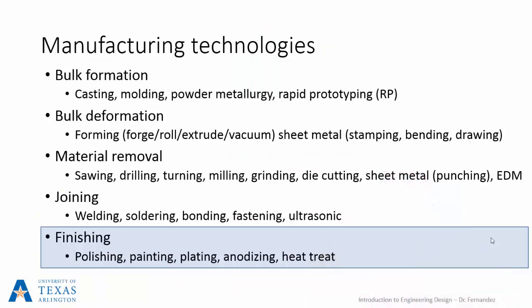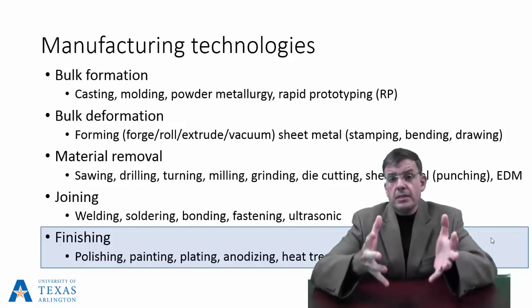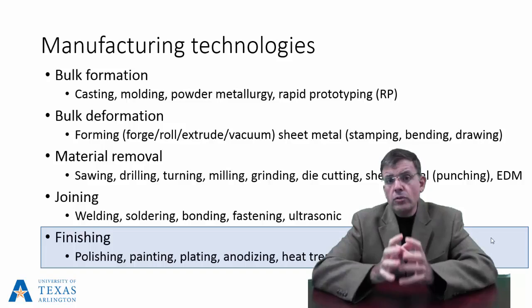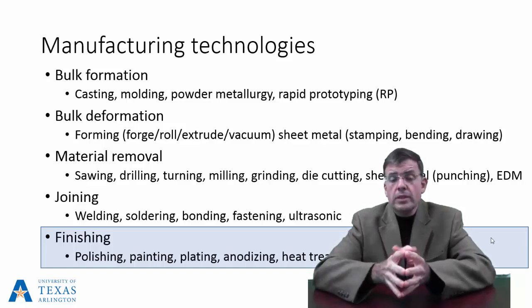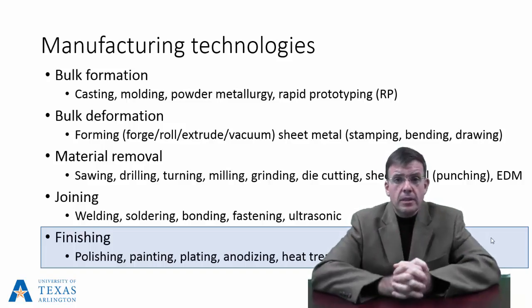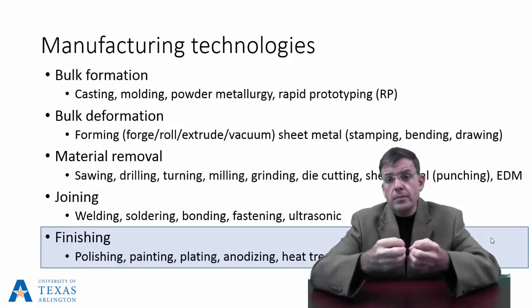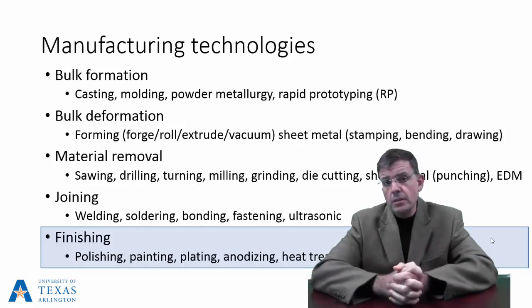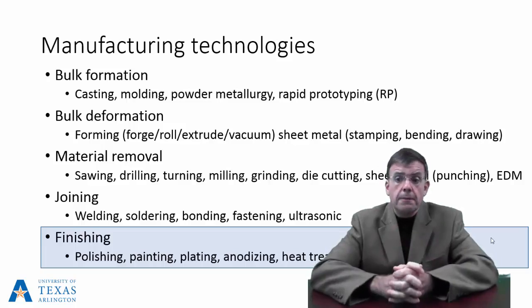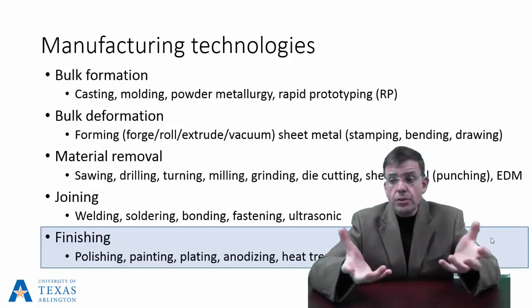Okay, and finally we get to finishing processes in here. So let's review them quickly. So we have polishing, painting, plating, anodizing, and heat treat. Okay, so of course we assume that we already have a part that's substantially finished, and all we need to do is impart to it some design characteristic that's desirable in some manner. Now that could be related to, for example, abrasion resistance, wear resistance, resistance to corrosion perhaps.